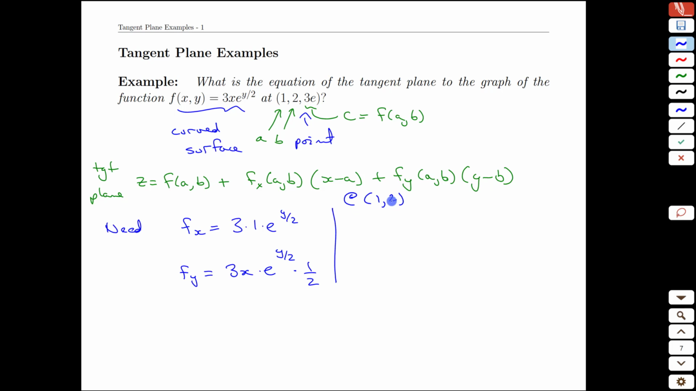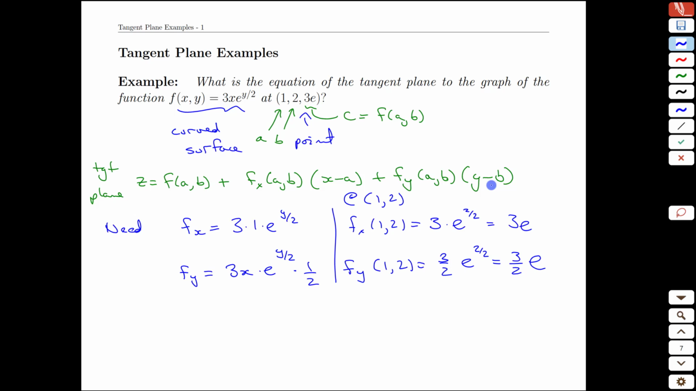Our next step is to evaluate that at the point (1, 2). Again, this isn't simply the x derivative, it's the x derivative at the location we're interested in. And here that gives us 3 times 1, we can just call it 3, times e to the y over 2, which is e to the 2 over 2, which is again 3e. The y derivative, we're going to use this formula. There'll be 3/2 times 1, and then e to the 2 over 2 as well. And so that'll be 3/2 e. And that's the main calculation we need to do.